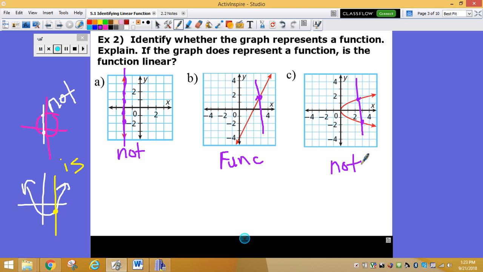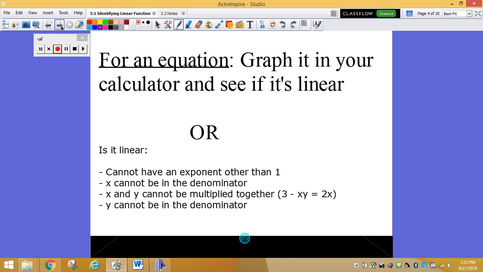Okay, so that's the first part. If the graph is a function, is the function linear? So we're not even going to worry about it with this because it's not even a function. Here, this one is linear. It makes a straight line. This one is not a function, so again, I don't need to worry about it, but I just want to make sure you would see this is not linear because it curves. Okay, so graphs are real easy.